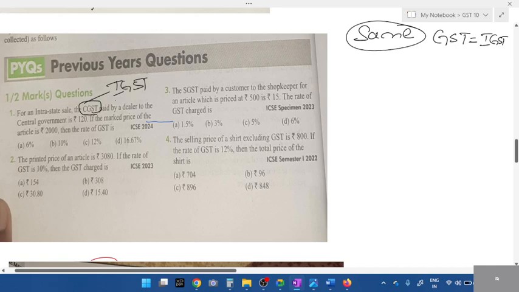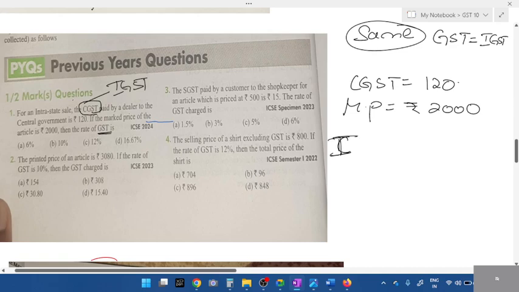Or it might be some printing mistake. What have they asked us to calculate? GST. Right? So, for an intrastate, the CGST paid by the dealer to the government. How much is the tax amount paid by the dealer to the government? How much is the amount given? Amount is 120. What is the marked price? Marked price is rupees 2000. How do you calculate CGST percentage? Just to confuse, they have given CGST. We also call it as SGST here. The reason is intrastate is given.